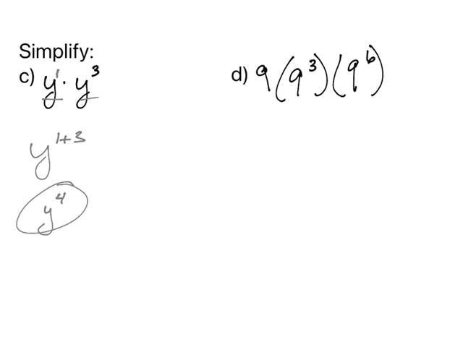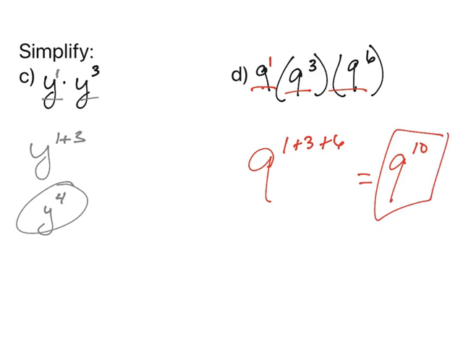And last but not least, I have 3 terms. I have 9 times 9 cubed times 9 to the sixth. Well, again, remember, this first 9 has no exponent, which means it has an exponent of 1. So I have 3 bases of 9, so 9 stays the same. And since they're all being multiplied together, we're going to add 1 plus 3 plus 6, and I end up with 9 to the 10th power.